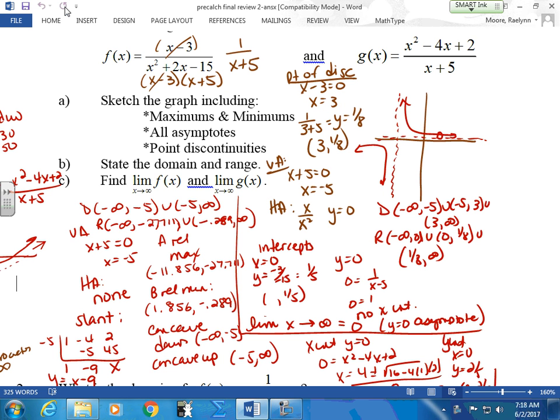Remember how we did it? Like a number line, right? Okay, hold off on the range. Now, the factor that you can cancel out is your point of discontinuity. So as soon as you cancel out a factor, make yourself a point of discontinuity.